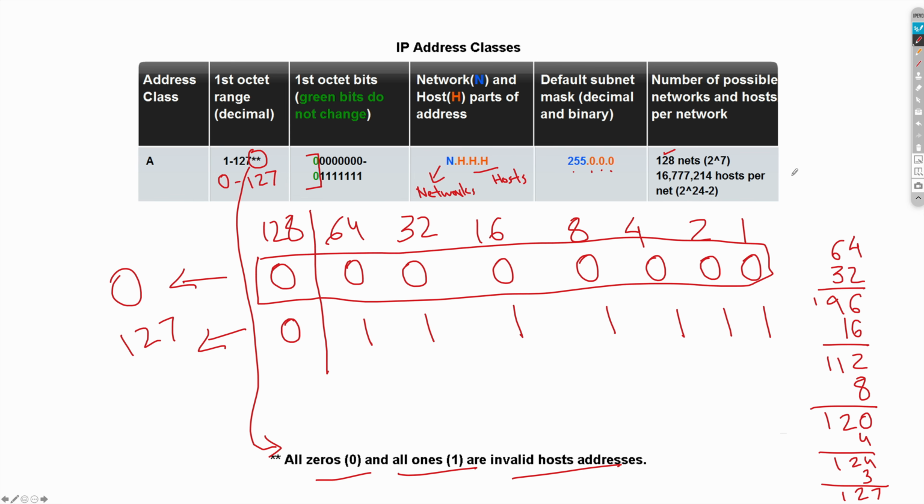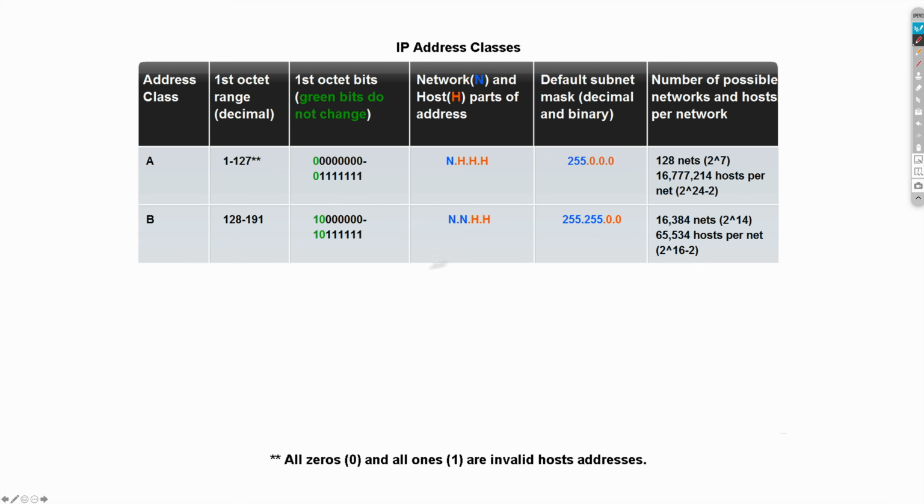And within each network, we can have a total of 2 to the power of 24, which is 16.7 million plus hosts per subnet. That number is insane. What we have next is Class B. Class B starts off where Class A ends. So you see it starts off at 128. But before I go there, let's focus on the binary.